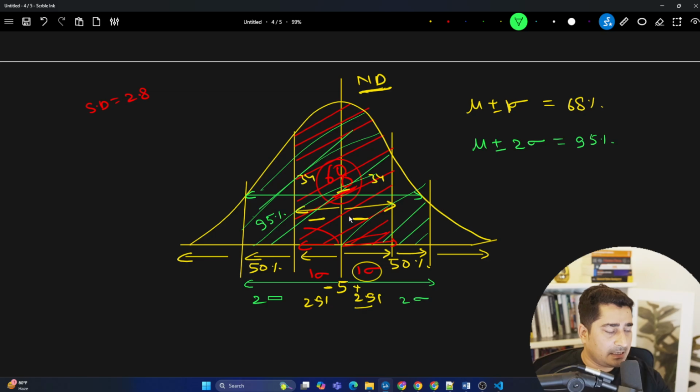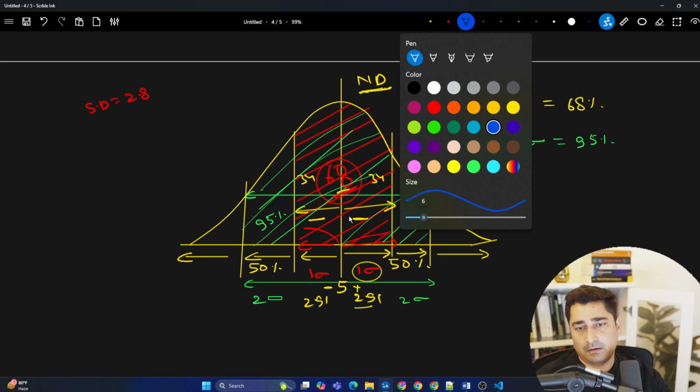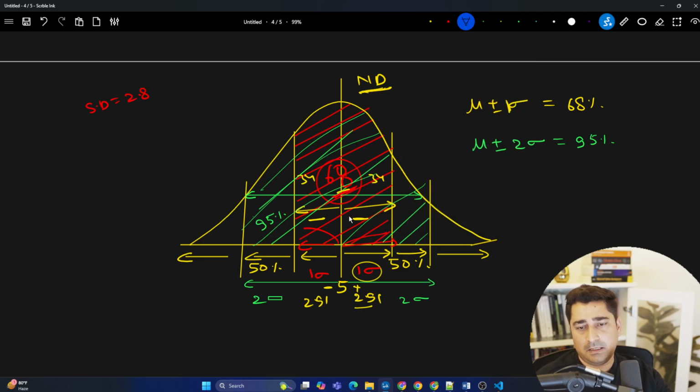Then it says that approximately, blue line, guys, blue line, right? Focus on the blue line this time. So it says that approximately 99.7% of the data will be available inside 3 standard deviations.